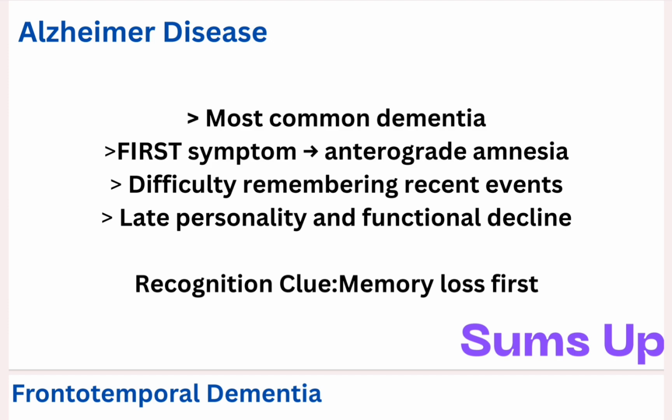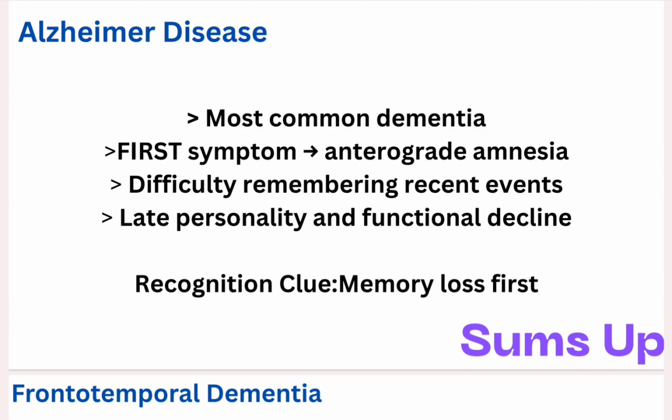Alzheimer's disease and frontotemporal dementia are two that people often confuse, including myself. Alzheimer's disease is the most common dementia. The first symptom in Alzheimer's is anterograde amnesia. There is an abnormality with forming new memories, and people keep forgetting things. Difficulty remembering recent events, then late personality and functional decline. So it is a progressive disease. The first symptom is anterograde amnesia, and the later changes are personality and functional decline.